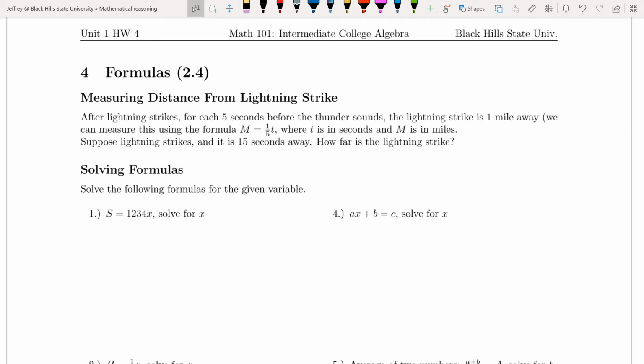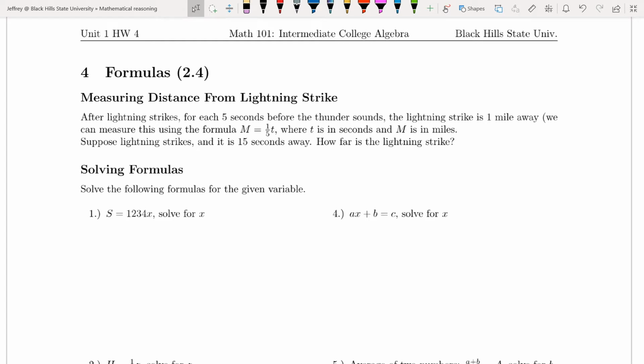Hello everyone. Today we're going to look at Unit 4, Homeworks 1 and 2 for the Mathematical Reasoning Co-Rec class. So Homework 1 just goes over how to solve for a certain variable or letter in a formula.